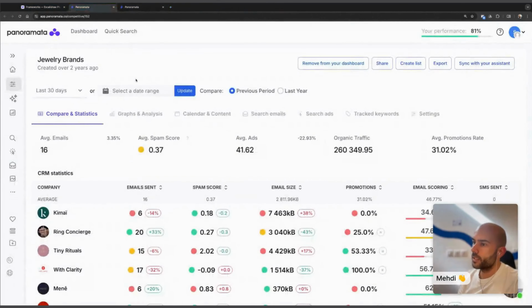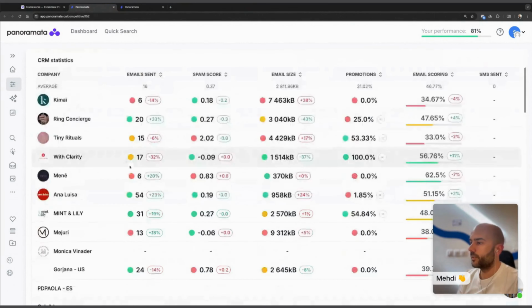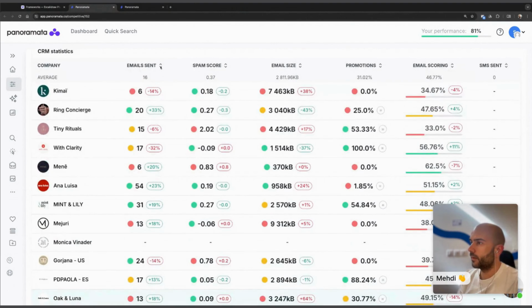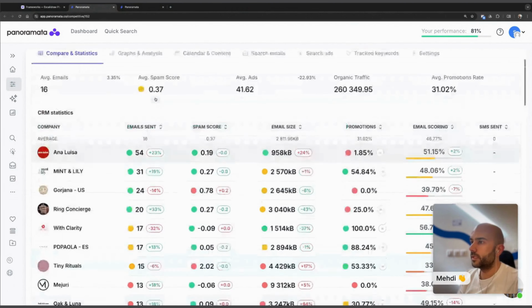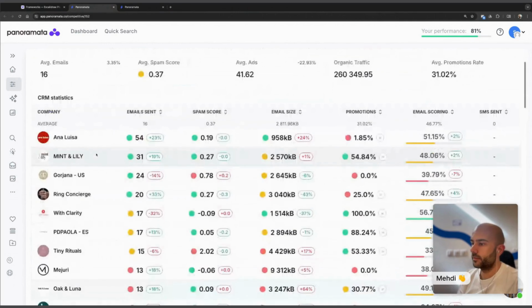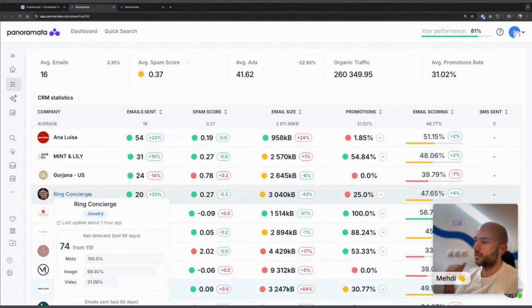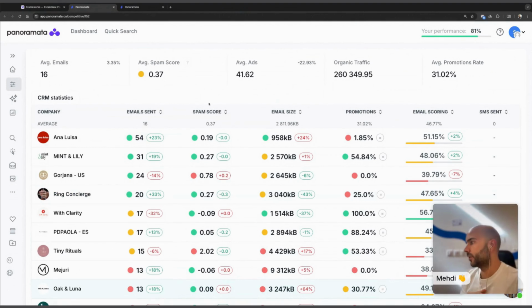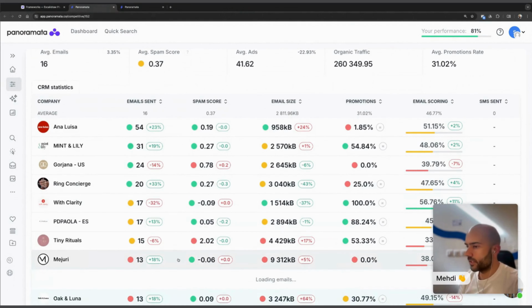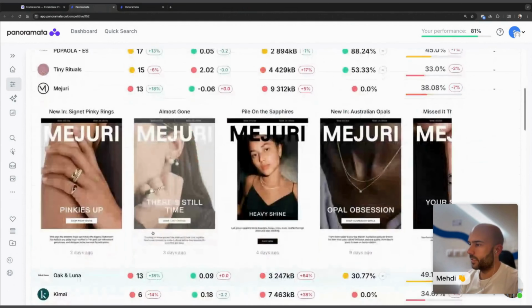The second one is actually compare and benchmark. We have specific reports built just for this on the platform. For any period of time here, I can see right away what the companies in this jewelry reporting that I've created are doing, which ones are sending the most emails, doing the most promotions, having the best deliverability, which kind of emails they're sending right away. If I click here, I'm able to review all these emails right away.